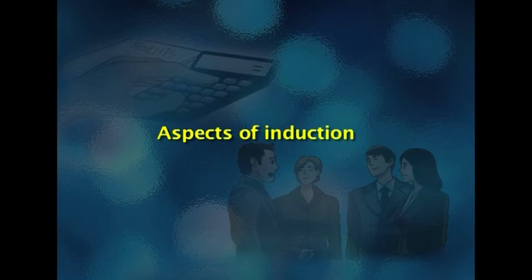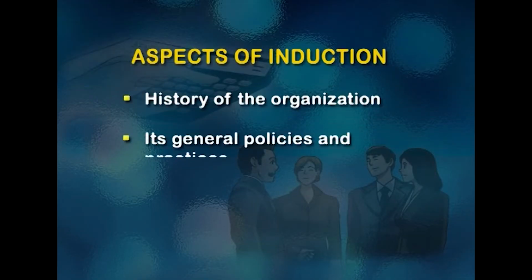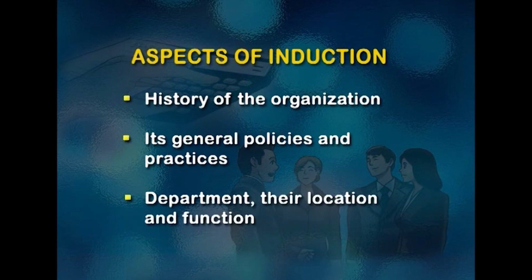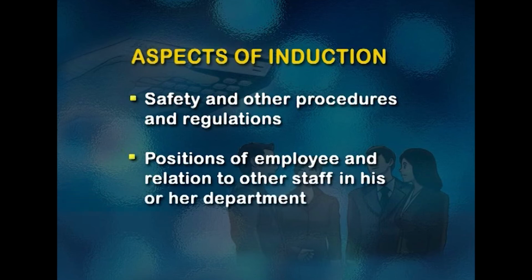Then what are the different aspects of induction? Large establishments usually conduct planned induction programs covering the following aspects: the history of the organization, its general policies and practices; then departments, their location and function; then the staff benefits, like location of employee facilities such as toilets, change and restrooms, medical rooms, canteens, etc.; then safety and other procedures and regulations; and finally, the position of the employee and relation to the other staff in his or her department.